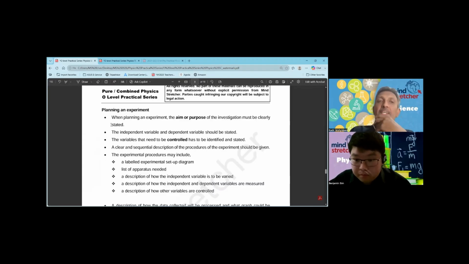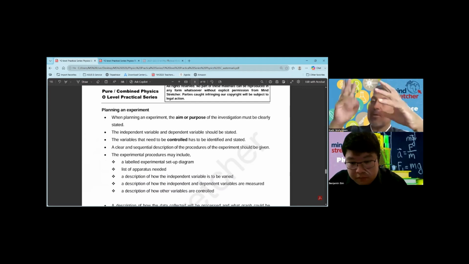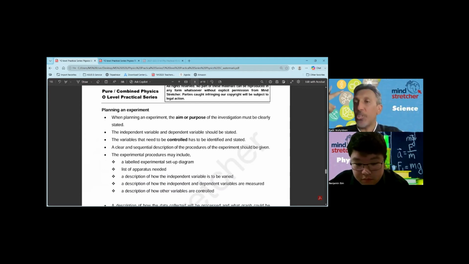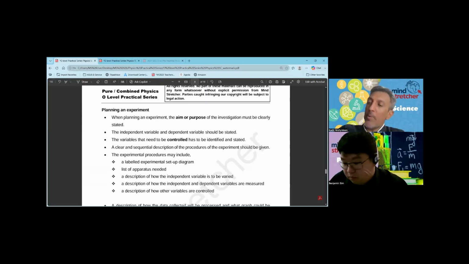Now, guys, when it comes to planning an experiment, typically you will have section A, question number two. That's where the planning comes in. How many marks is the planning one? It's about 6 marks. It carries about 6 marks.